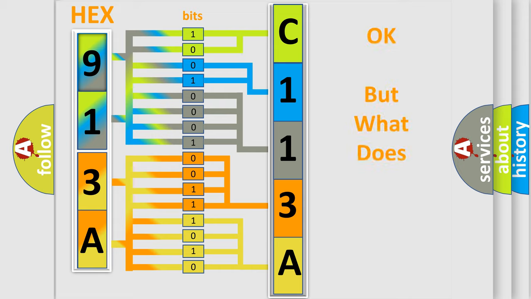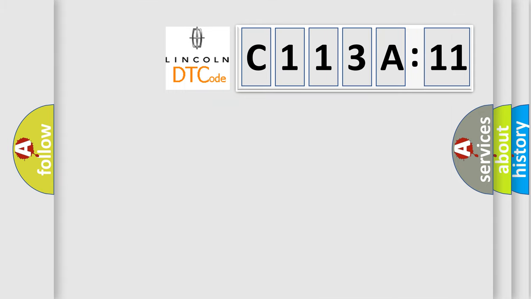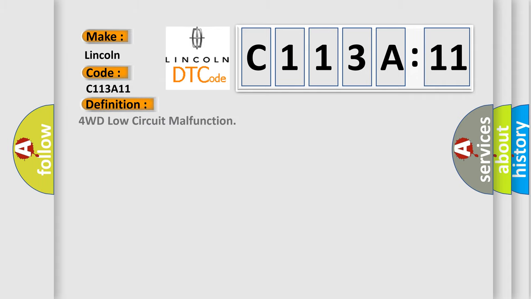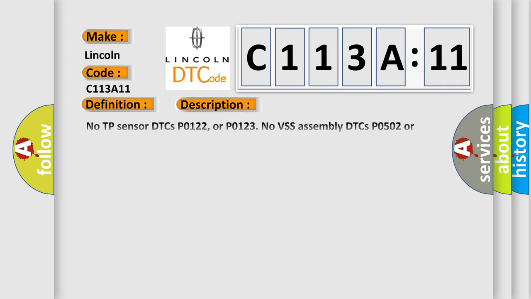The number itself does not make sense to us if we cannot assign information to what it actually expresses. So, what does the diagnostic trouble code C113A11 interpret specifically for Lincoln car manufacturers? The basic definition is 4WD low circuit malfunction.